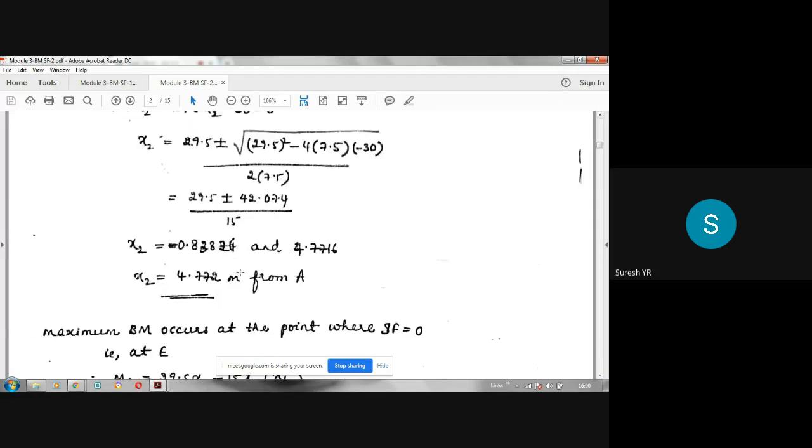One value you are getting is minus 0.438, another value is 4.77. Among those two, you have to take the positive value and discard the negative value. So the x2 value is 4.772 meters from point A. So this is the point of contraflexion.